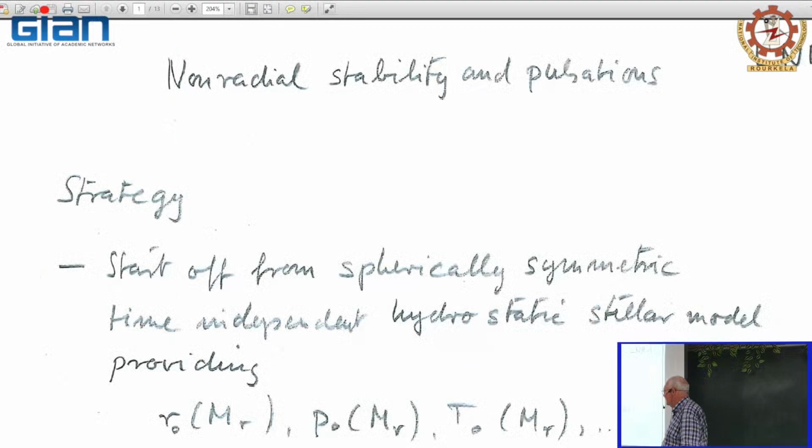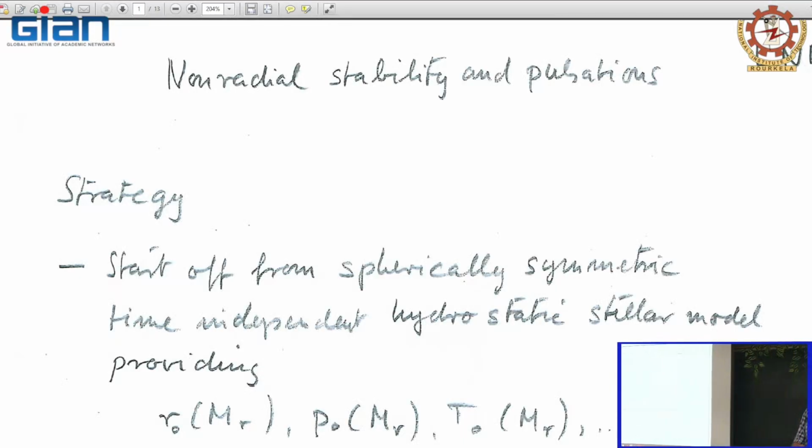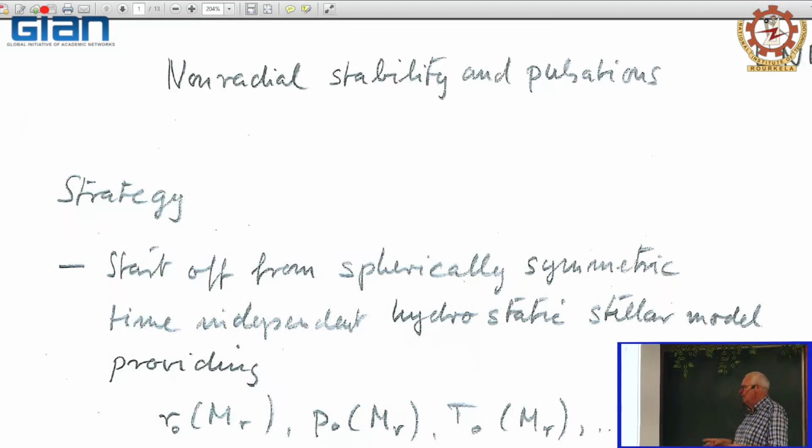We start off from a spherically symmetric, predetermined hydrostatic configuration, which only depends on the mass coordinate or on the spatial coordinate, but not on time. It's time independent and it's spherically symmetric. These are two important points for later. It's a hydrostatic model and it satisfies the same conditions and is constructed in the same way as before for the study of radial pulsations and perturbations.